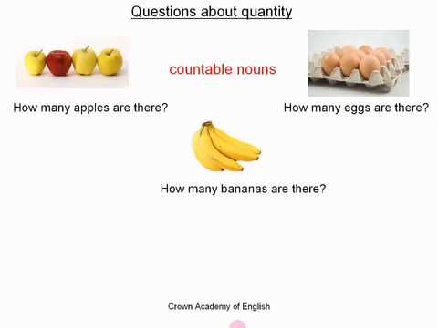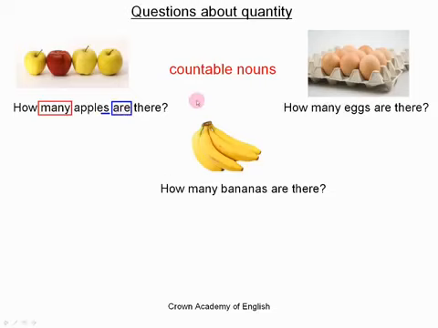Okay, so if we want to ask a question about quantity using countable nouns, then we use the expression how many. Okay, and the noun must go in the plural form, and also the verb goes in the plural form. So here we have the noun in the plural with an S, apples, and the verb. This is the verb to be, and it is in the third person plural.